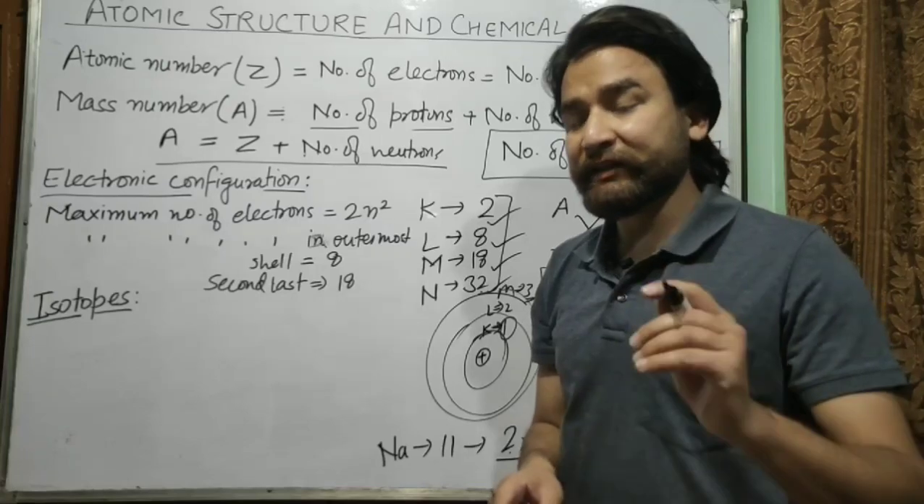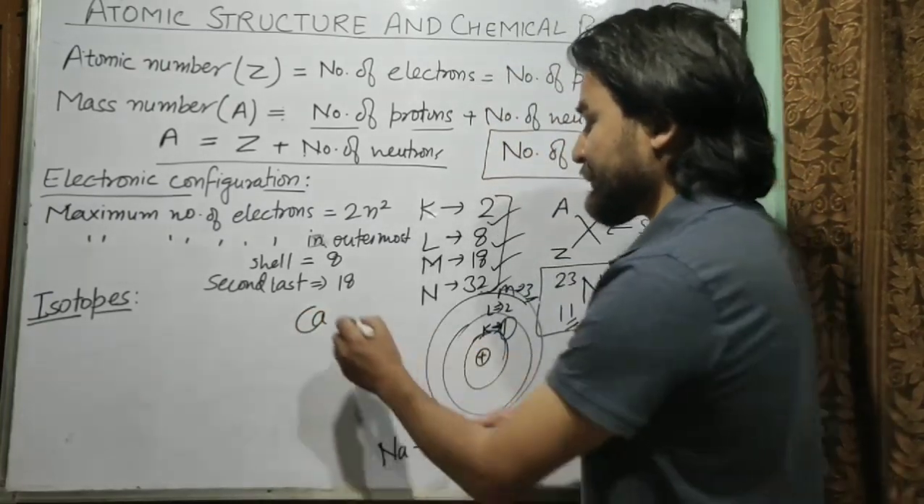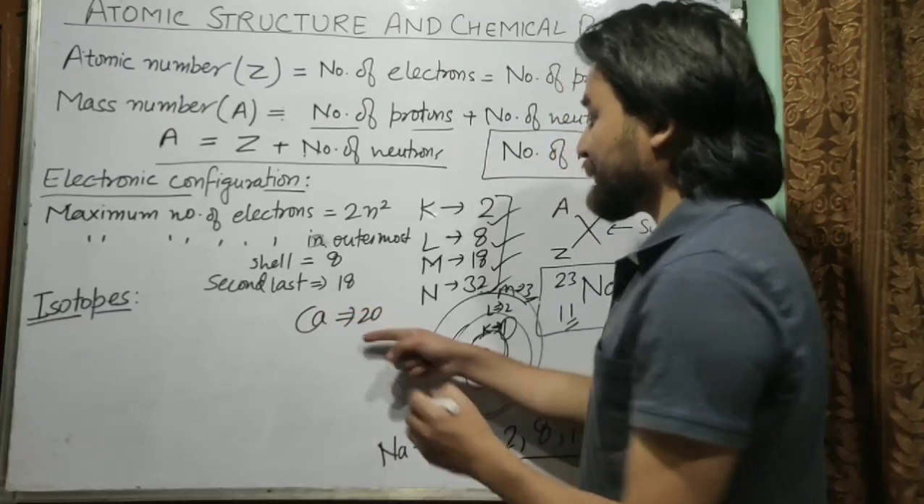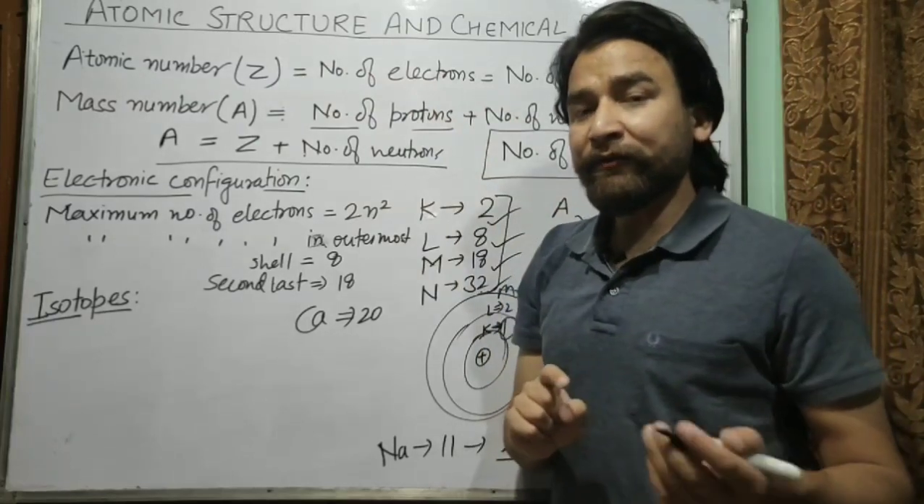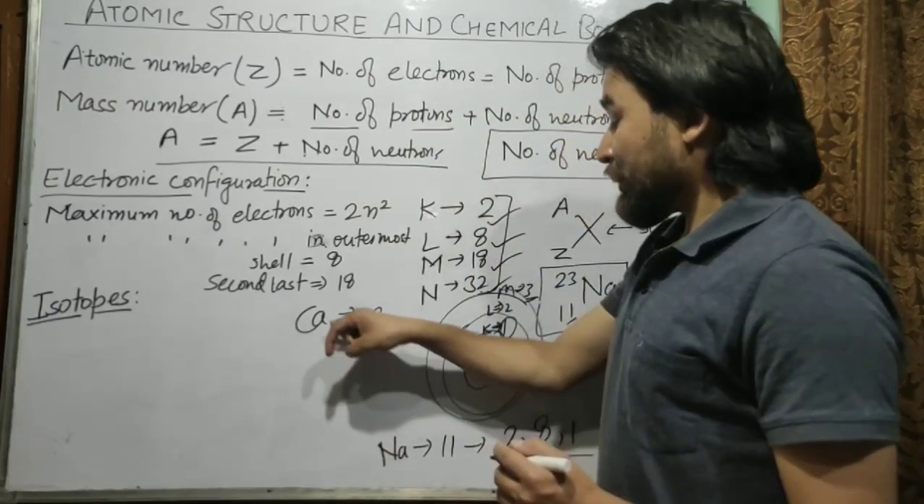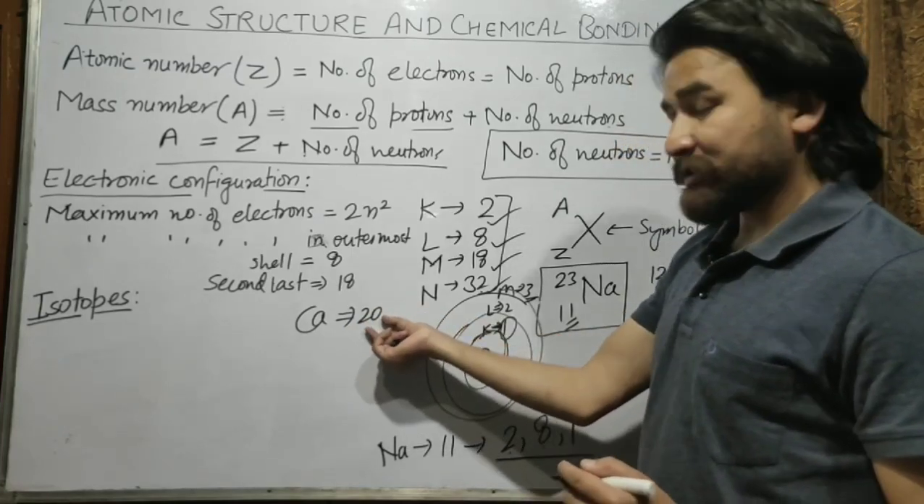We will see an example like calcium. What is the atomic number of calcium? That is 20. It means calcium has 20 electrons, because the atomic number is equal to the number of electrons. So how will we arrange the electrons, because it has 20 electrons?